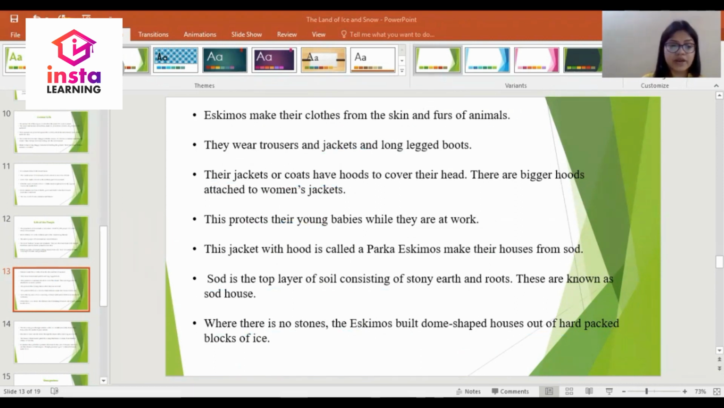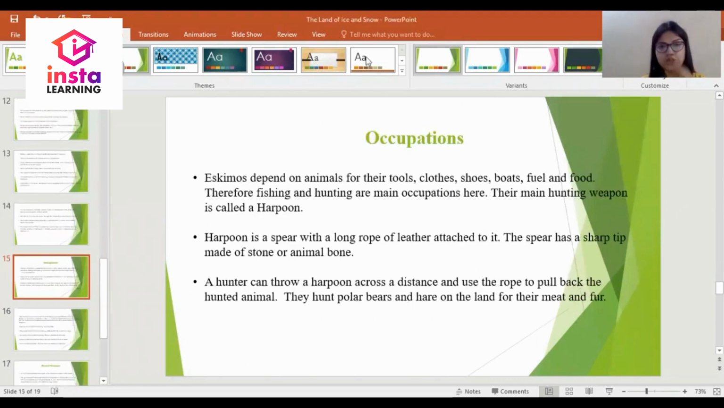Let's understand occupations. So, dear student, Eskimos depend on animals for their tools, clothes, shoes, boats, fuels and foods. Therefore, fishing and hunting are the main occupations here. What is the main occupation here? Fishing or hunting. Their main hunting weapon is called harpoon.